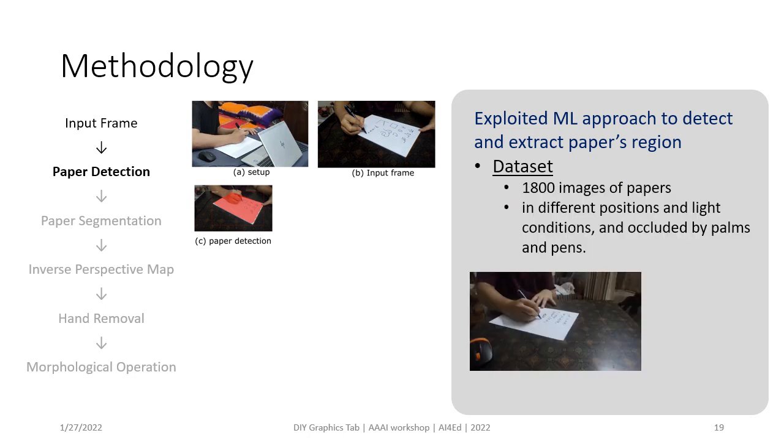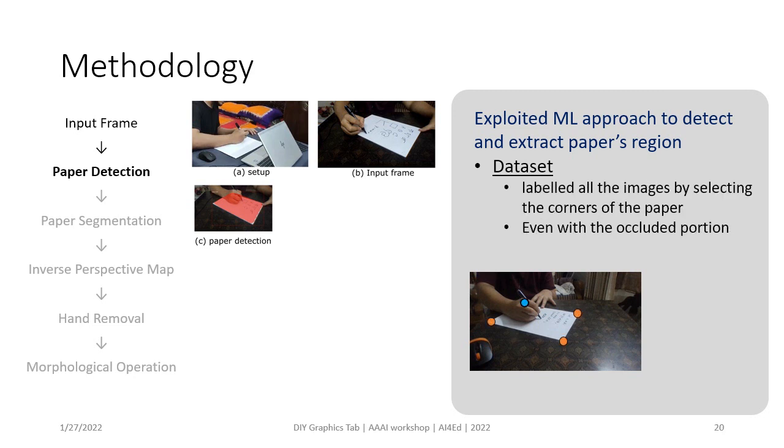For extracting the region of the paper, we have developed a dataset of 1800 images of papers which has been taken in different positions and light conditions and has been occluded by palms and pens. We labeled all the images of our dataset by selecting the corners of the paper, even with the region which was obscured by the palms of the user's hands.